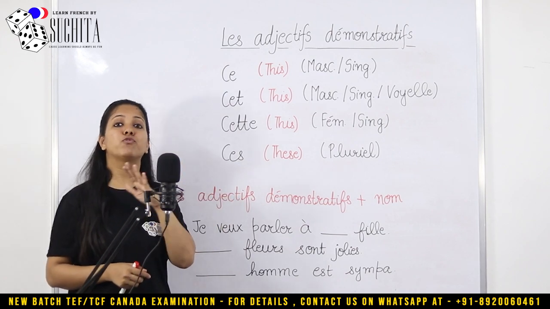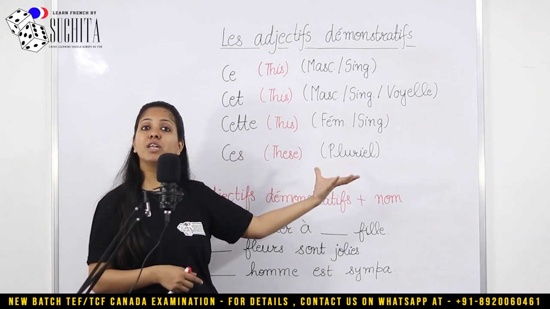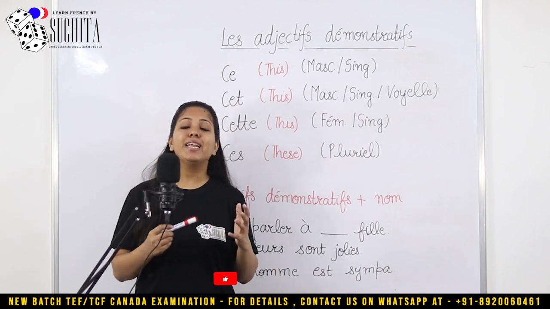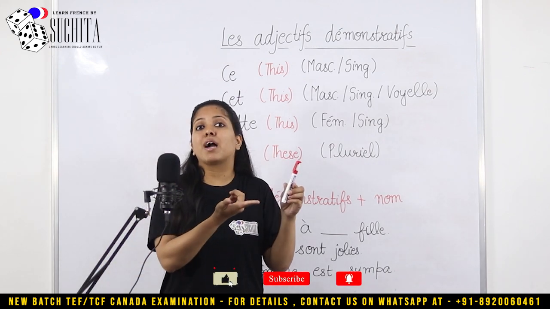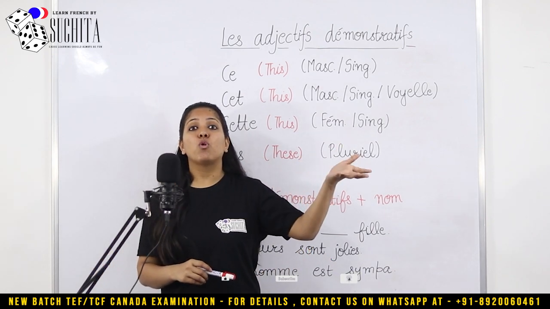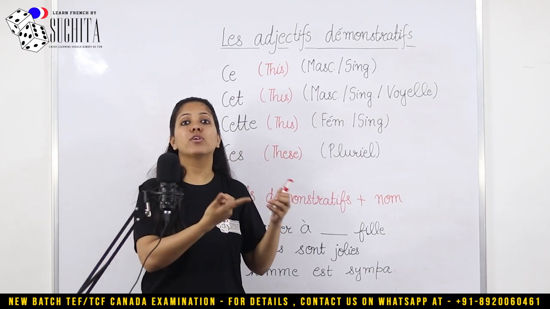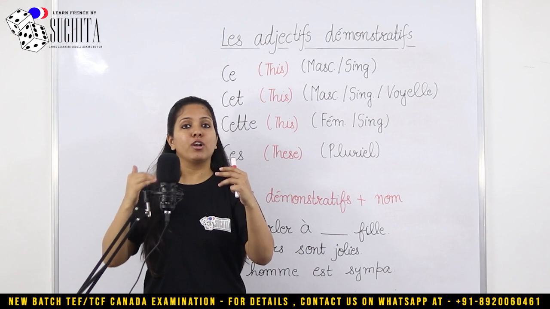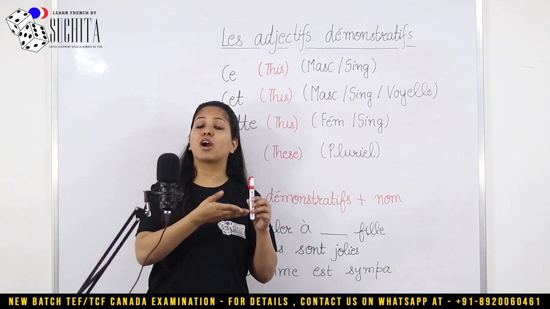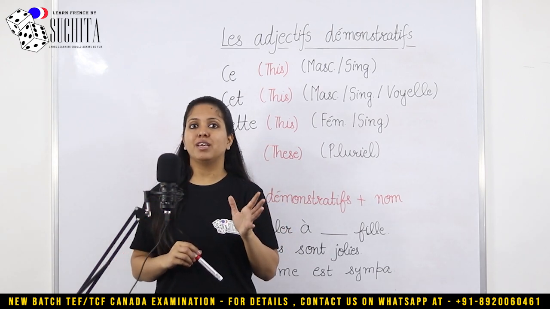And the fourth option, which is the most simple one, if it is plural, if the noun that you're talking about is plural, then you say ces. So in English, if I say, let's say this marker is red, this table is black, or I want to talk to this girl, it is not gender based. This marker, this table, this girl, for everything we are using this. If it is plural, you will say these markers, these tables, these girls.